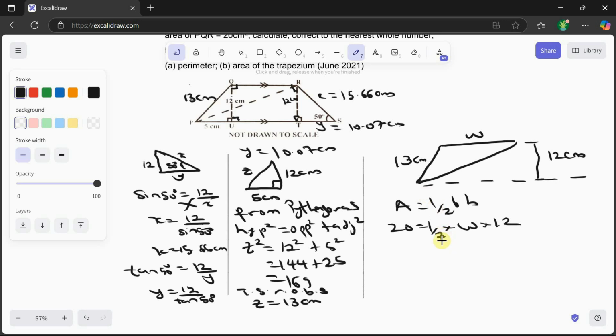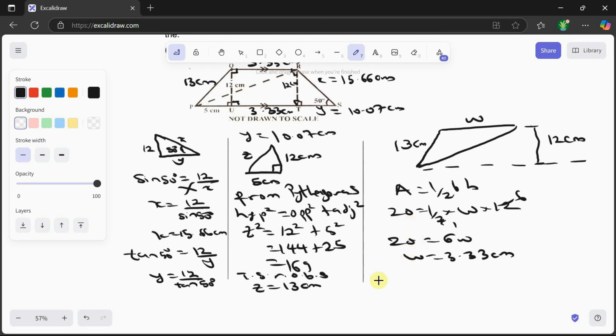So half times 12 is 6, so 20 is equal to 6W. If I divide both sides by 6, 20 divided by 6, W is equal to 3.33 centimeters. So this side here is 3.33 centimeters, and this side here is 3.33 centimeters, because they are both parallel to each other. This is a perpendicular line, and this is a perpendicular line, so that has given us the boundary. They are both parallel to each other, so they have the same length. So we can find the perimeter now.